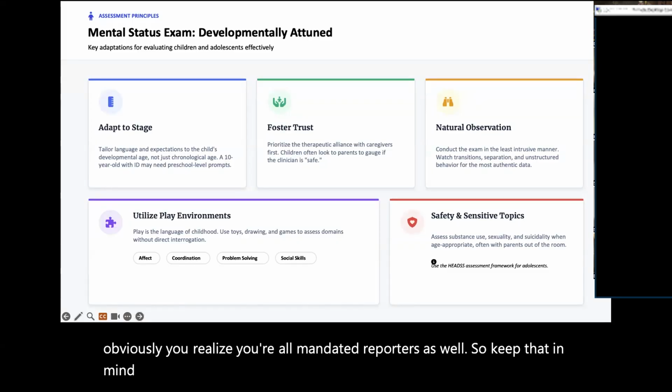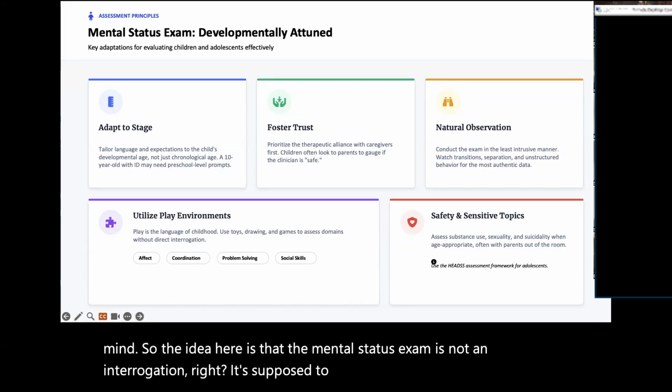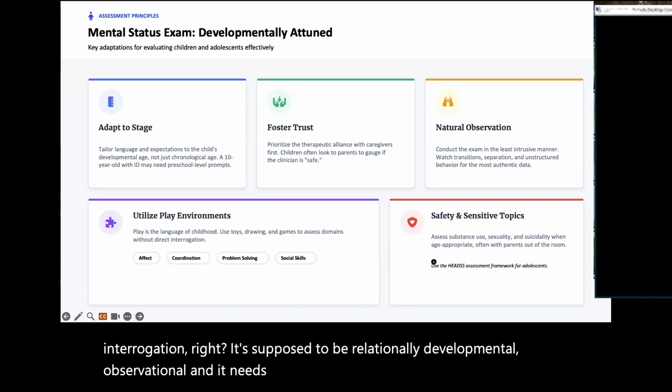So the idea here is that the mental status exam is not an interrogation, right? It's supposed to be relationally developmental, observational, and it needs to adapt to the child's world rather than forcing that child to adapt to ours.